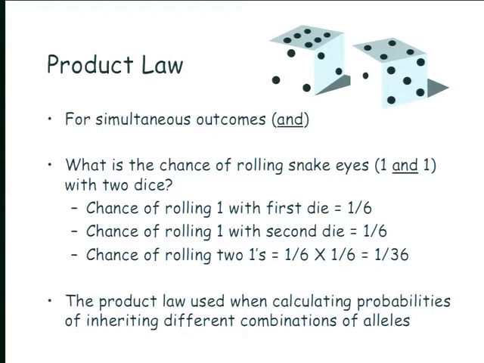So we can, as I said, use this product law when calculating probabilities of inheriting different combinations of alleles. And this gets really important when you start to do crosses where you're looking at multiple traits of interest. For example, in breeding, where you would want to breed into a plant disease resistance and increased yield and drought resistance. You've now got a large number of allelic combinations to work with.